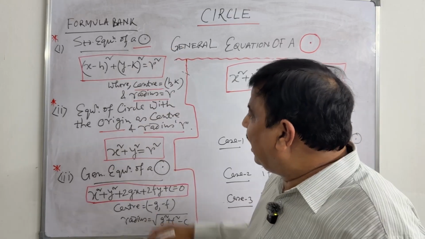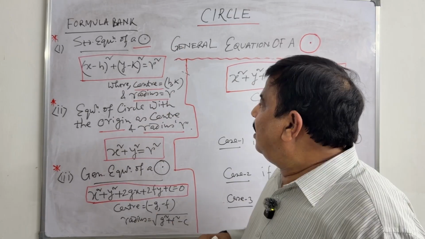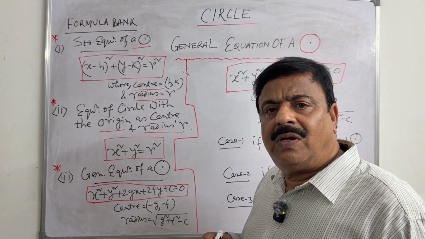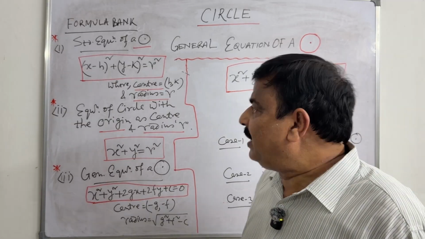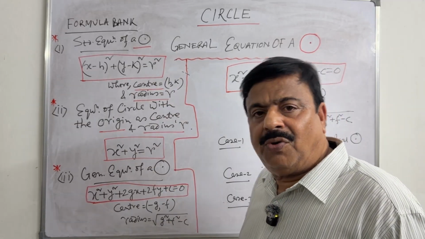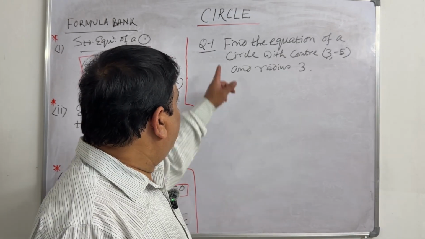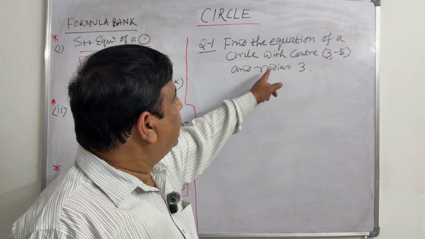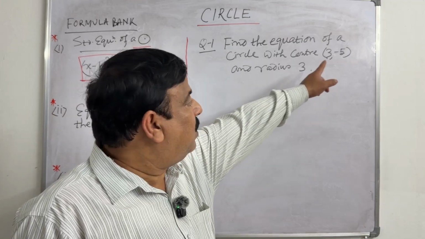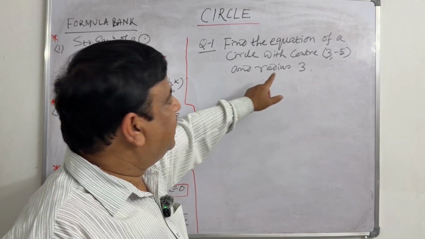So with the help of these 3 formulas, now we'll solve some problems which will help you to clarify this concept. This is problem number 1. Find the equation of a circle with center 3, -5 and radius 3.